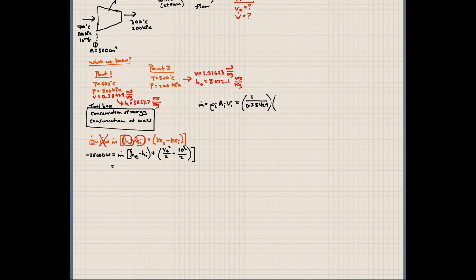Our area at the inlet is 800 centimeters squared. So 800 centimeters squared, and I'm going to go ahead and convert that to meters squared. So that's 1 over 100, 1 meter, 100 centimeters squared. And the velocity at the inlet is 10. Okay, so we have put this in our calculator here, and we'll get the mass flow rate for our system is 2.082 kilograms per second.